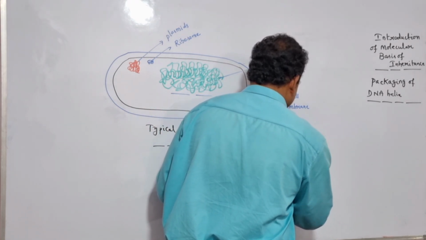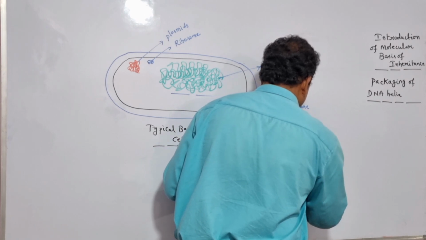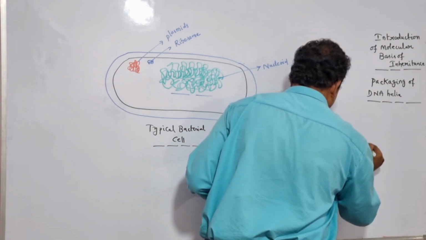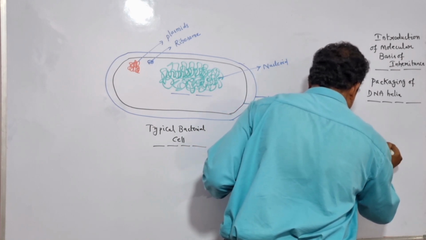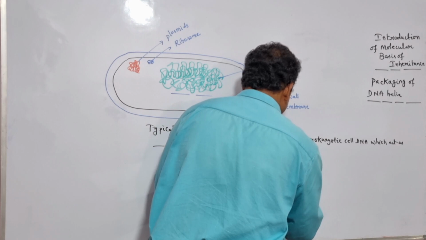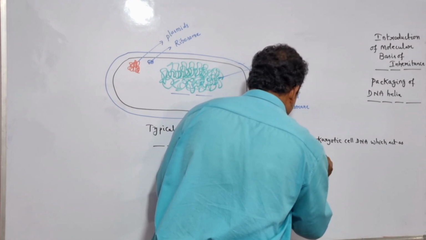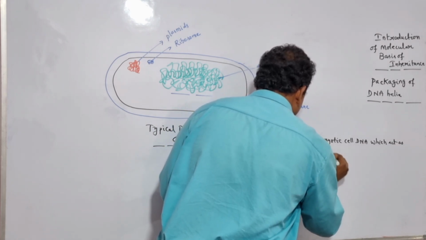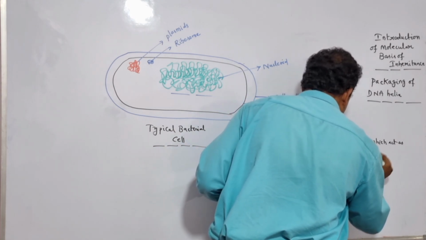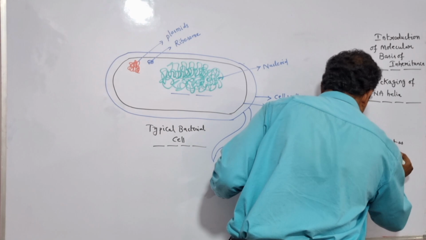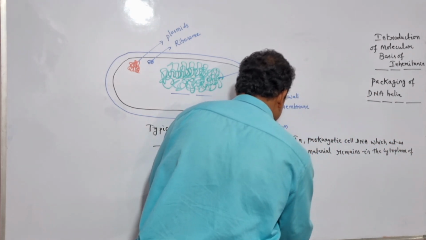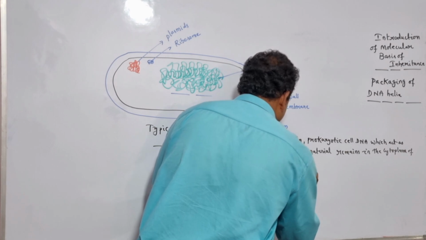In prokaryotic cell, DNA which acts as genetic material remains in the cytoplasm of the prokaryotic cell.